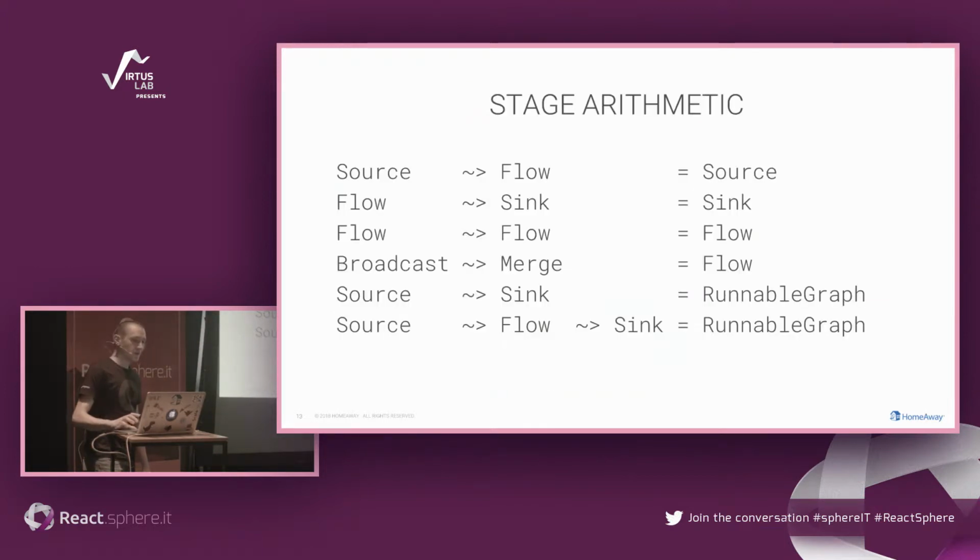So stages, as said, are composable, right? So they have great composability. This means that you can take a stage output port, connect it to a stage input port, and make a new stage with a new shape, right? This is pretty trivial. So you have a source and a flow, compose them, you still have a shape with one output, so you still have a source, right?